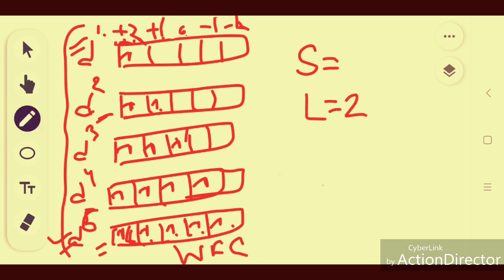For S, there are 4 unpaired electrons, 1, 2, 3, 4. So S will become plus half, plus half, plus half, plus half. So it becomes 2. Now multiplicity will equal 5. L is equal to 2, so the term will be D.